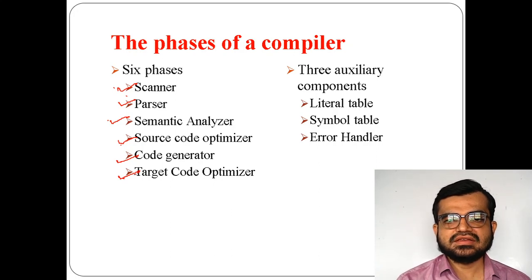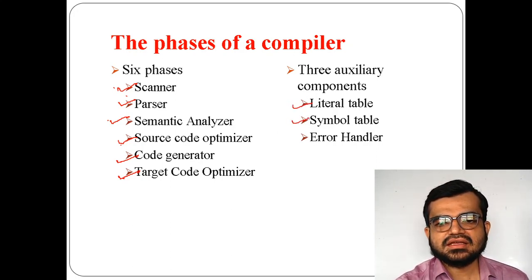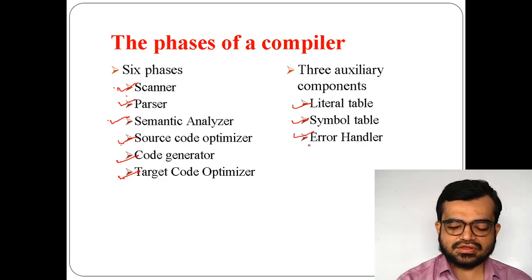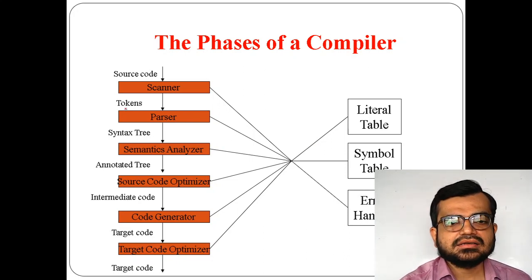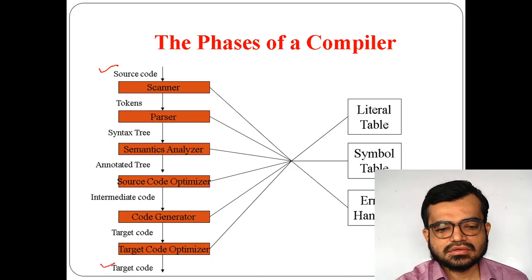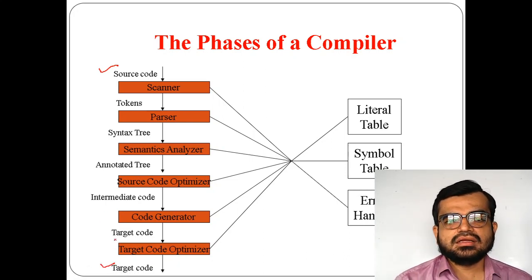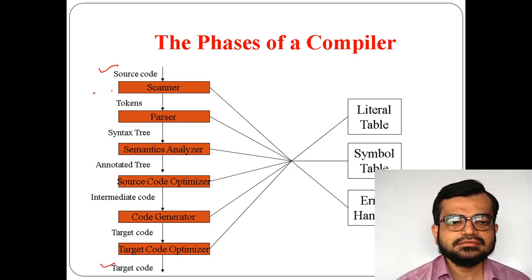So this is about the 6 phases, and they are also related with some components such as literal tables, symbol tables and error handlers. We will see that now. If you see this diagram, you will come to know that the compiler takes the source code to the target code. For example, this is your high level language code, and this is your final code. Now this scanner, so what is this scanner?